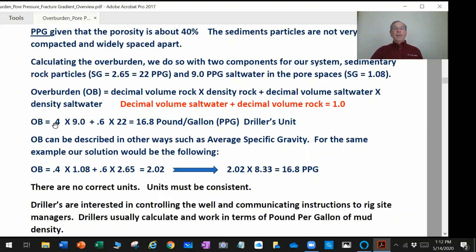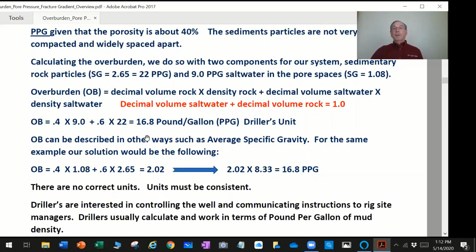So if we calculate the overburden, it's going to be 4/10 or 40% of 9 pound per gallon salt water, and it's going to be 6/10 of rock times 22 pounds per gallon. So that gives us a bulk density or overburden of 16.8 pounds per gallon. That's in a driller's unit.